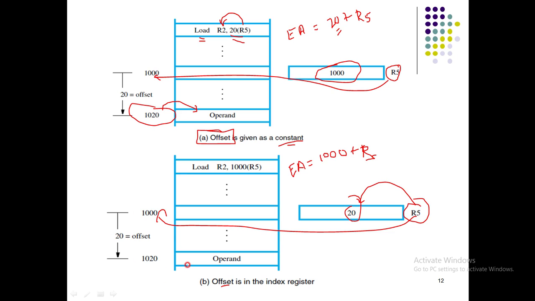So what is happening here now? Again the same operation is happening. It will jump to R5, right? It will find out what offset value has to be added. Then what will it do? It will add the offset. After adding the offset, it will move to this location, which is 1020, and it will fetch the operand.